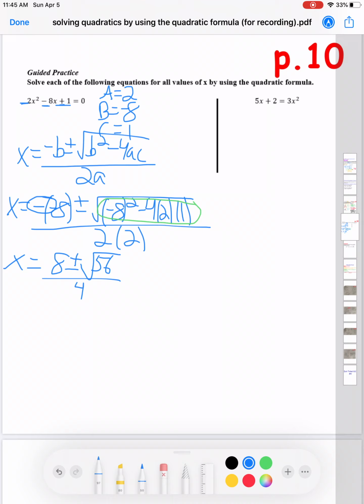Now, sometimes we might be able to stop right here, but I always want to examine what number is inside of my square root. So the number that I see here is 56. So I want to first think, is 56 a perfect square? No, it's not. But then I want to ask myself, are any of the factors of 56 perfect squares? So I would go over to the side, I would list off my factors of 56.